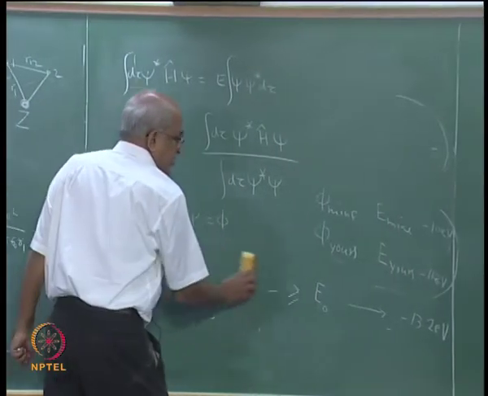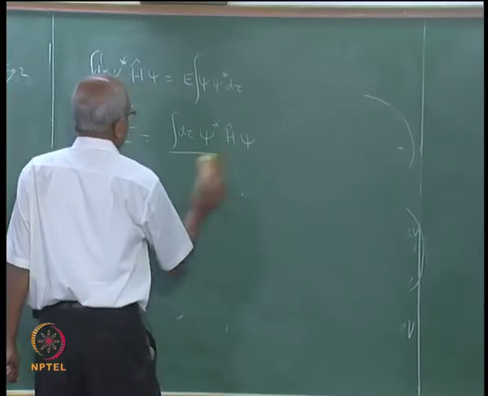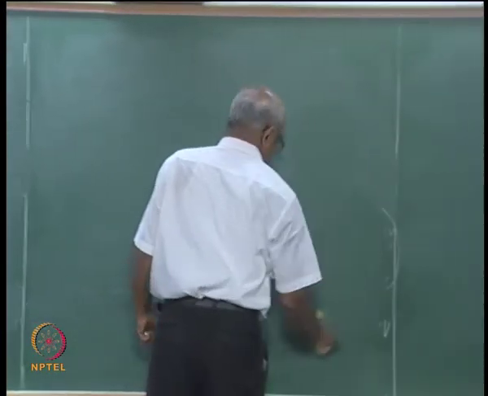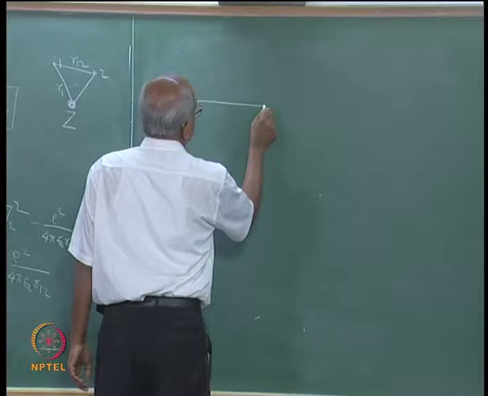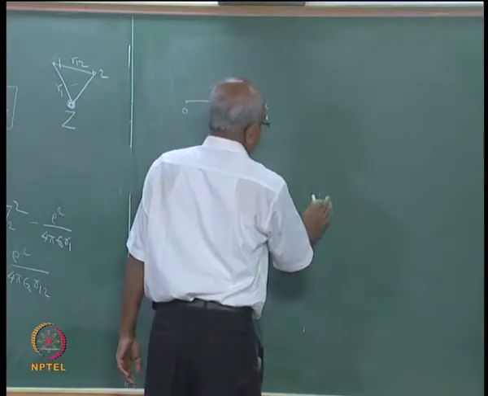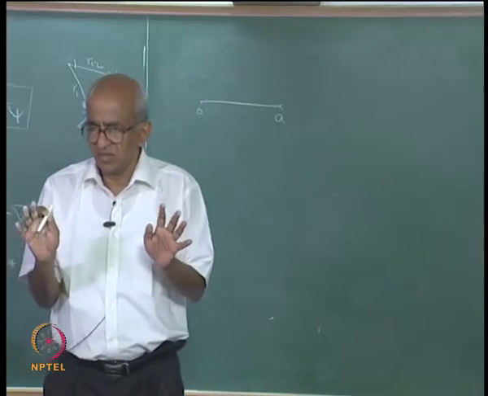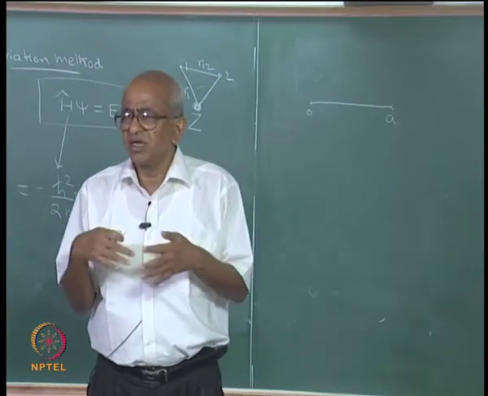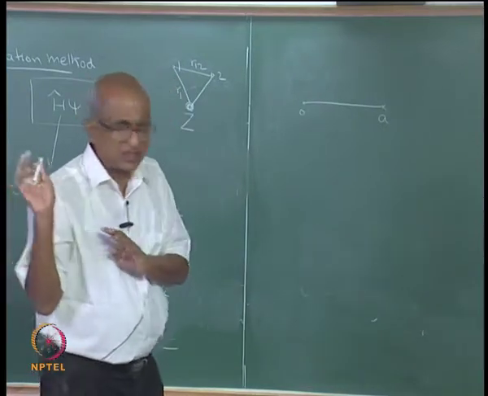Now, to illustrate this procedure, I will take the example of a particle in a one dimensional box. So, here is my particle in a one dimensional box. The box goes from 0 to A. I actually know everything regarding this problem. I know the eigenfunctions, I know the eigenvalues and so on, but let me just say that I do not know anything about these eigenfunctions and eigenvalues.